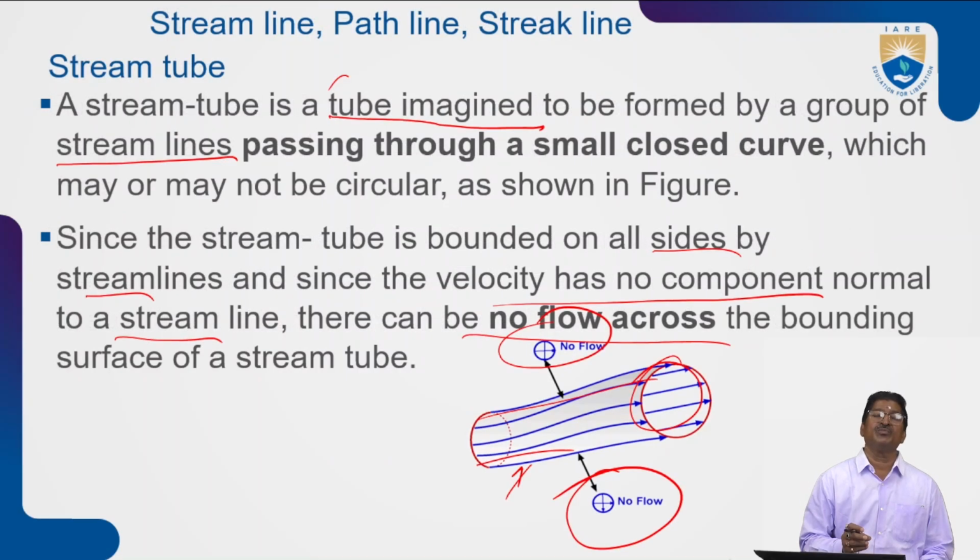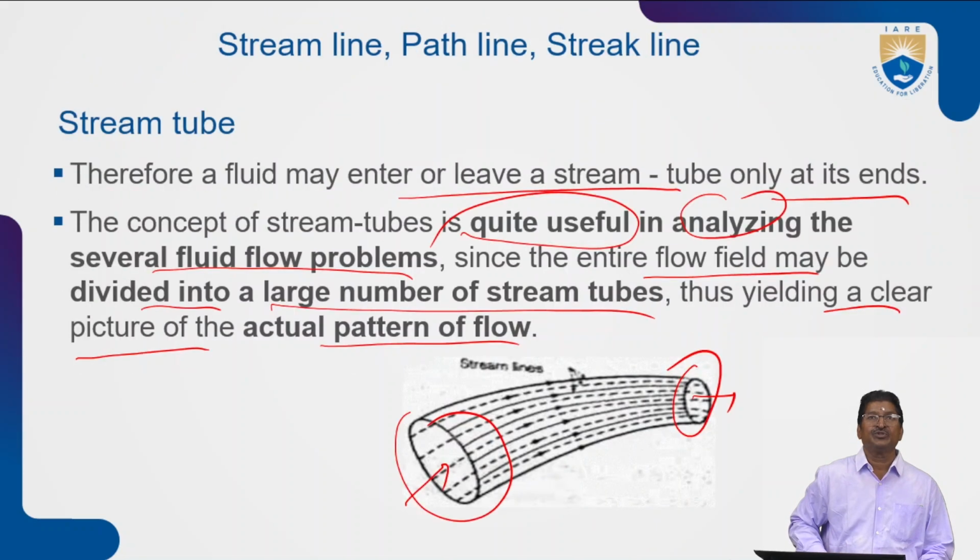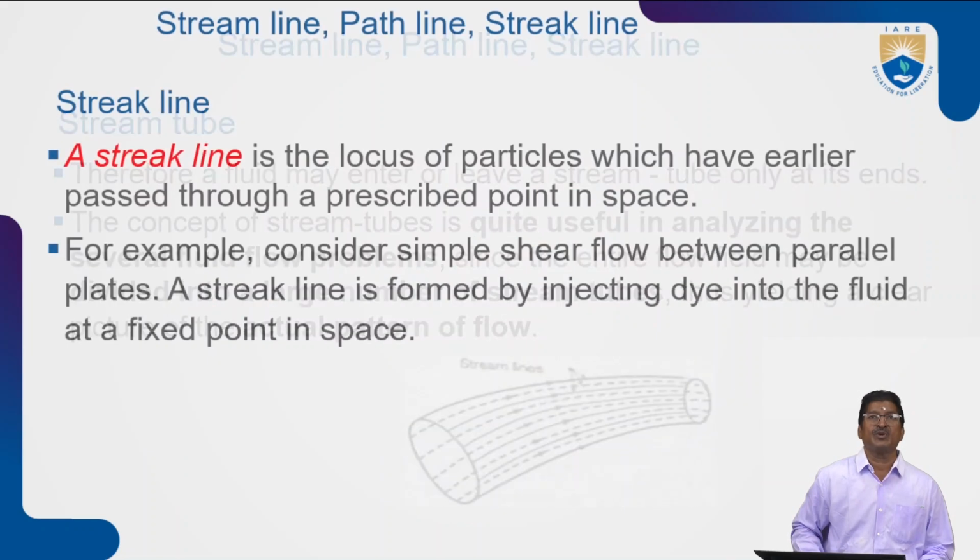Then a stream tube is nothing but the combination of different streamlines. It is a group of streamlines passing through a small closed curve, which may or may not be circular. Just like streamlines, the velocity at right angles to the stream tube is also 0. That means no flow will occur perpendicular to the stream tube, because it is a combination of all the streamlines only. So this stream tube concept is very useful to solve problems in flow. Fluid flow problems can be analyzed using a stream tube.